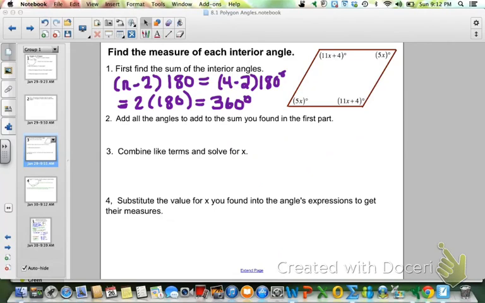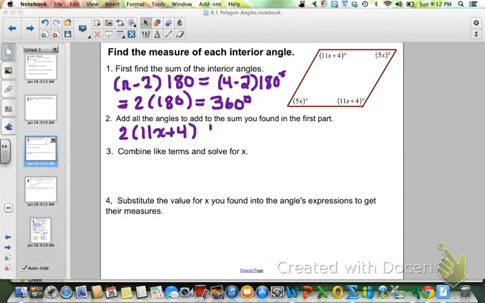Don't make the mistake of always writing the sum to be 360 for every polygon. Students like to do that. You have to find the sum by taking n minus 2 times 180. So next thing we do is take all those angles of that quadrilateral and add them together to get 360.